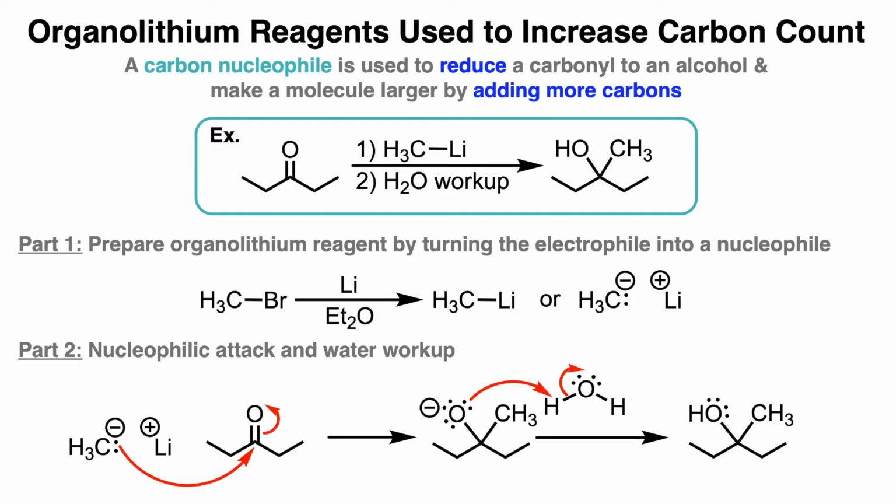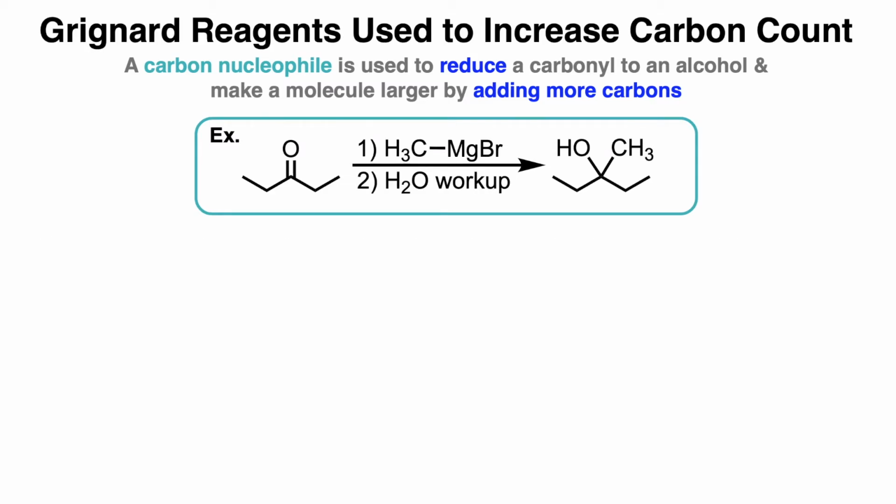So as you can see, the mechanism other than the formation of the organolithium reagent is quite similar to that of using either NaBH4 or LiAlH4. The only difference is rather than having a hydride as your nucleophile, in this case, you're now using a carbon nucleophile. Another type of organometallic reagent is called a Grignard reagent, and it acts very similarly to organolithium.